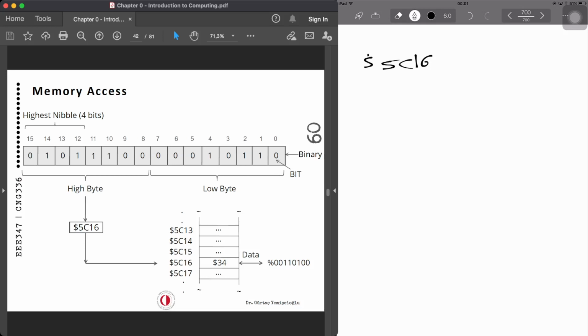So addresses are generally represented with hex, and they are represented with a dollar in front of it. That represents $5C16 in a memory address, where 34 is stored over there. And the 34 is represented as 0011, 0100. This is 3, this is 4. Okay, and that's how the data is stored. So this is the address, and this is the data.